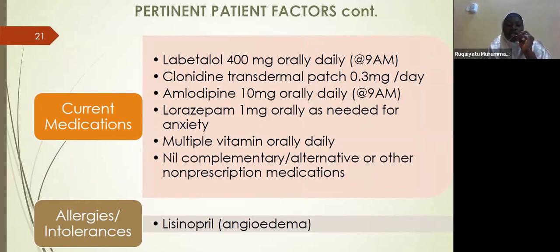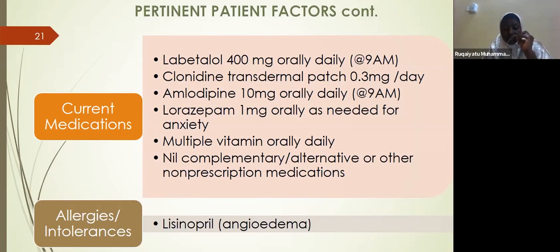So for the current medications, the patient is on labetalol 400 milligrams orally daily at 9 a.m. That means he's on labetalol once daily at 9 a.m. Clonidine transdermal patch 0.3 milligram per day. Amlodipine 10 milligrams daily, also orally at 9 a.m. Lorazepam 1 milligram orally as needed for anxiety. He is on a multivitamin orally, and doesn't take any complementary or alternative or other non-prescription medications.